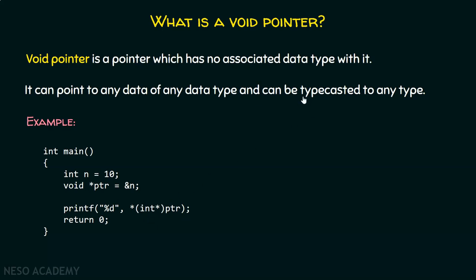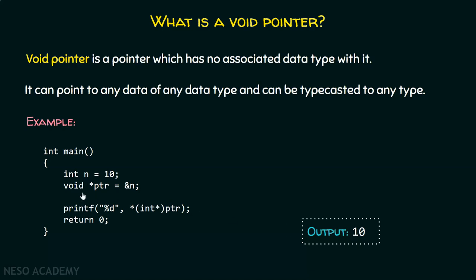As it is written over here that it can be typecasted to any type, so here we are typecasting it to an integer pointer. Now this pointer becomes an integer pointer, and now we can dereference it without any problem. After dereferencing, the output will be 10, right? Because it contains the address of this variable. When we dereference this pointer, the value 10 will get printed on the screen.